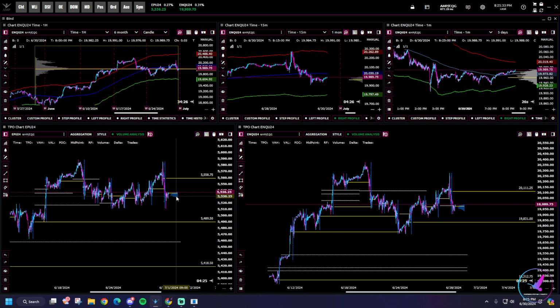I'm mainly just watching these two POCs to try to play the rotation from one or the other. And if they reclaim, or if we're pushing really hard on one of these keltners, then I will catch that fade down to the other one or up to the other one, just whichever side we are.